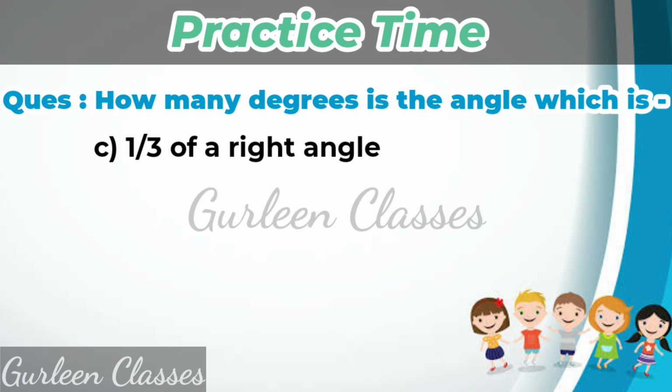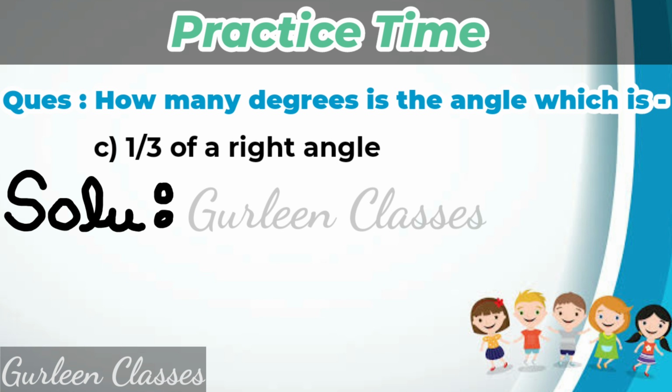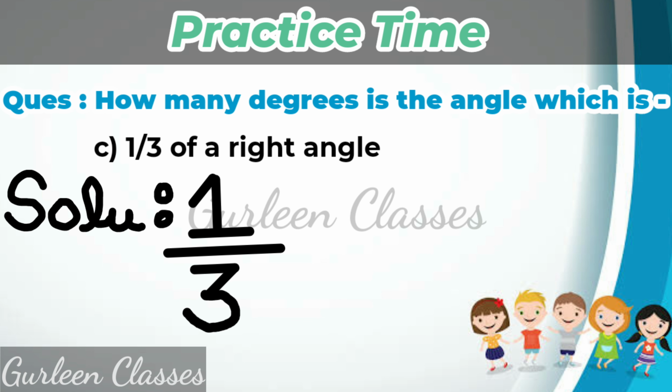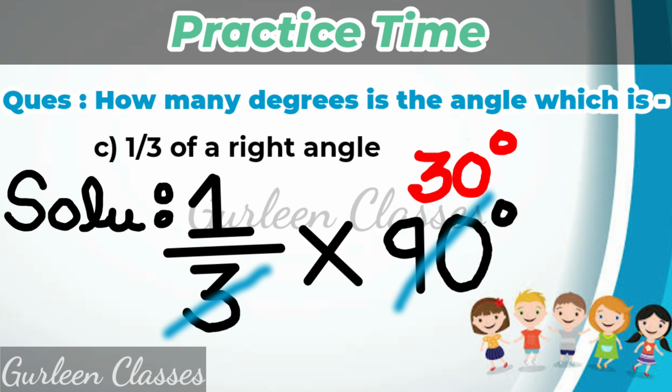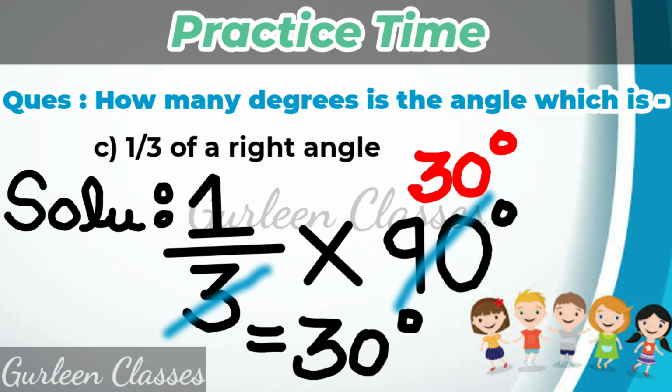So the answer is 45 degree. Now C part, 1 upon 3 of a right angle. Solution: 1 upon 3 multiplied by 90 degree. 3 thirties are 90 degree. So the answer is 30 degree.